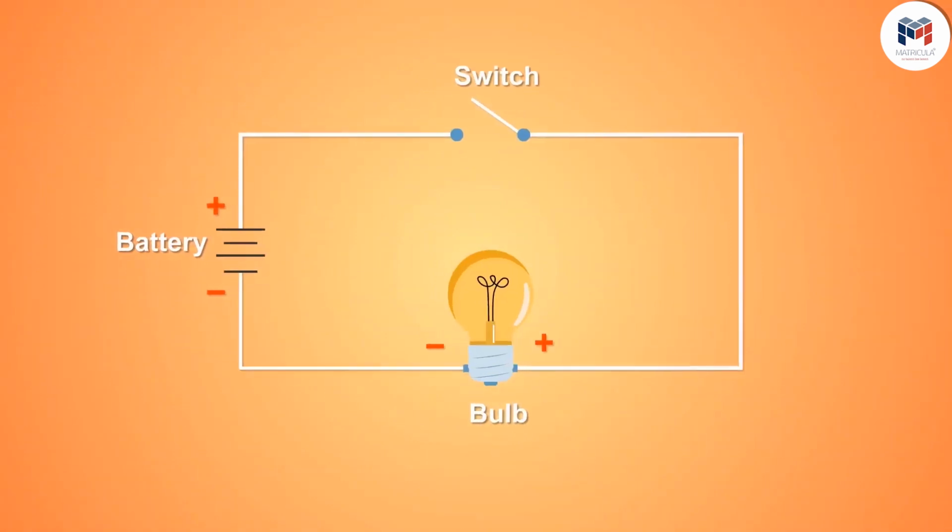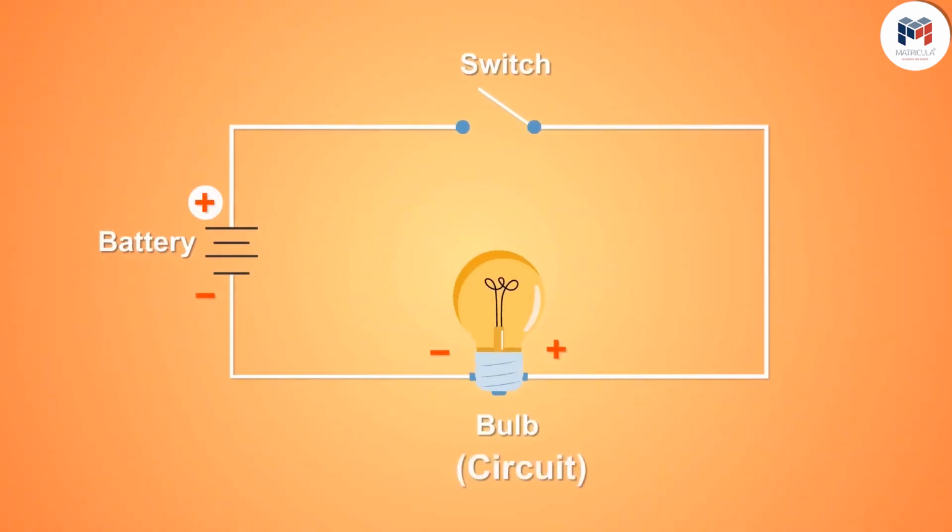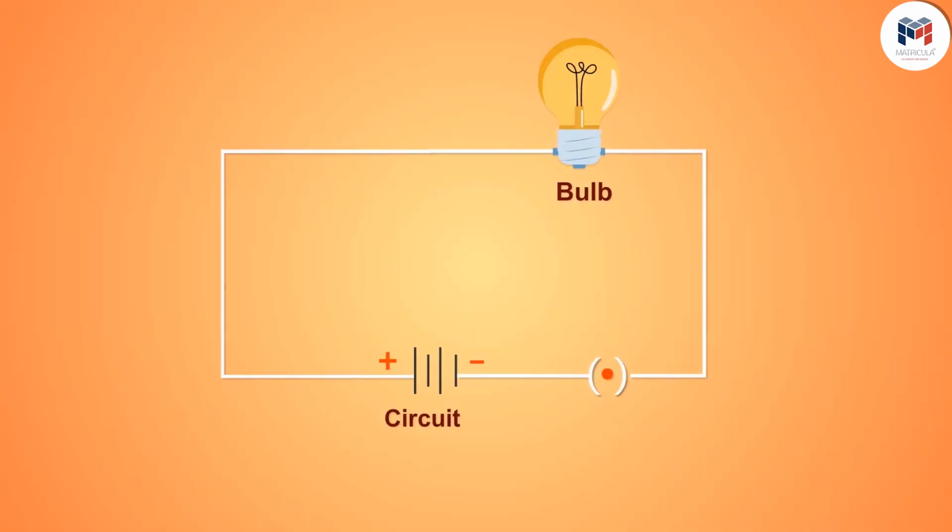This diagram shows a circuit in which the positive terminal of the battery is connected to the positive terminal of the bulb via wires through a switch, and the negative terminal of the battery is connected to the negative terminal of the bulb. Great, we understood the circuit.